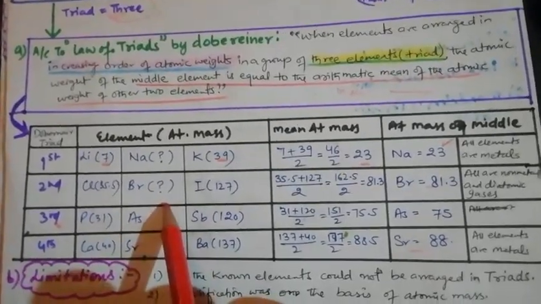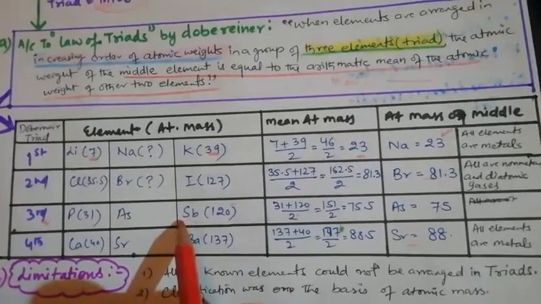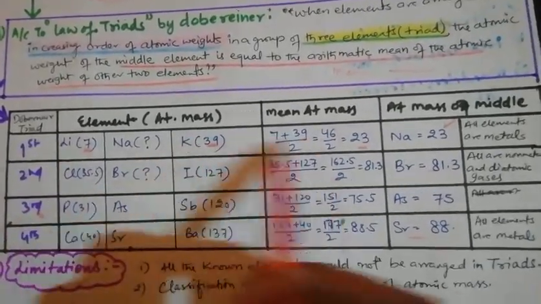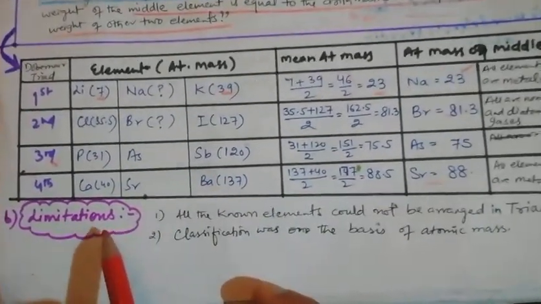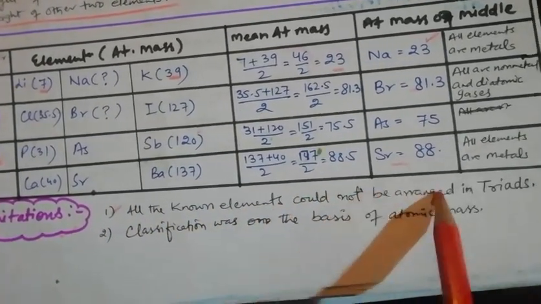Although this classification was not that remarkable, it gave the foundational idea to other scientists to follow this kind of classification. Basically, some limitations were there. The first limitation was that not all the known elements could be arranged in triads.